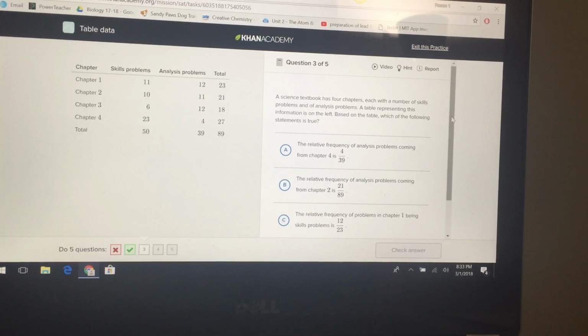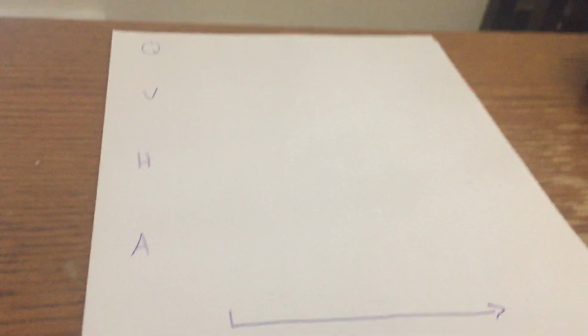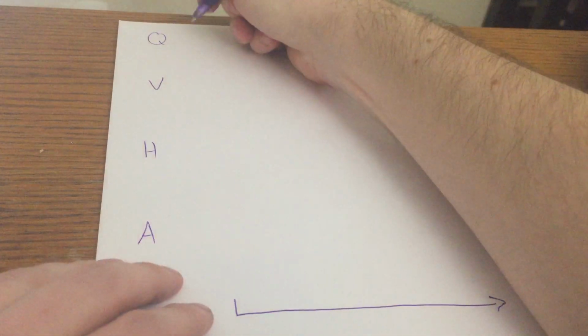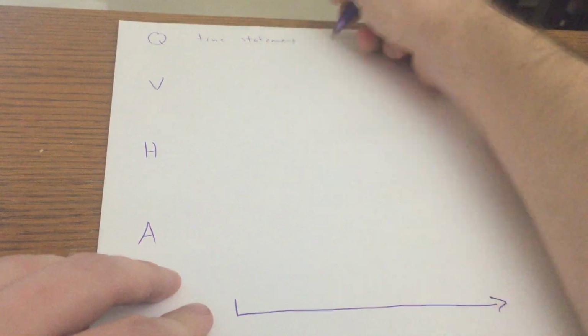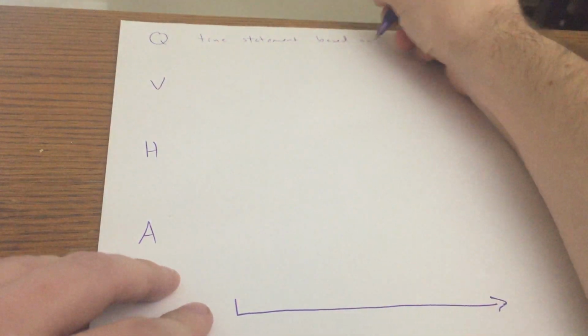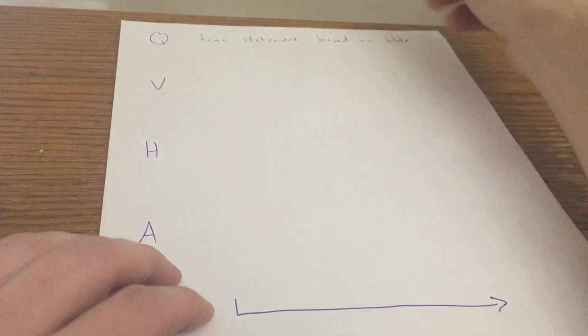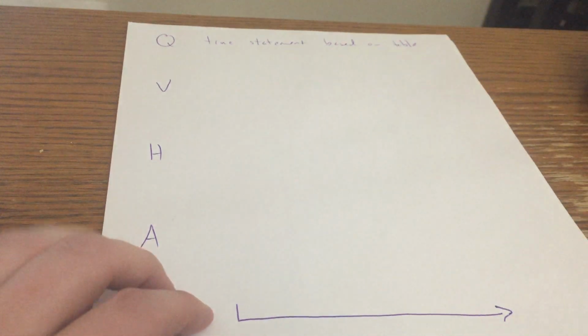Okay, so I'm going to summarize what these folks are asking me, which is always next to the question mark, and put that in my notes. They're asking me which of the statements is true, and I have to use the table. So I'm going to go ahead. They're asking me to figure out a true statement based on table, right? That's what they're asking me.